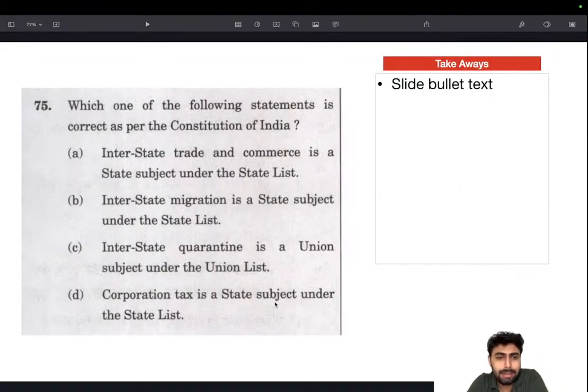We have discussed this, I think, last day also. I just gave you a glimpse of this because it is connected to another entry regarding the subjects in the Schedule 7. So first question: which one of the following statements is correct as per the Constitution of India? Basically they are asking about the entries in the Schedule 7, whether in the Union List, State List or Concurrent List. In this particular question only the State List and Union List are mentioned. Right off the bat you might think this is a very technical question requiring absolute knowledge about the list.